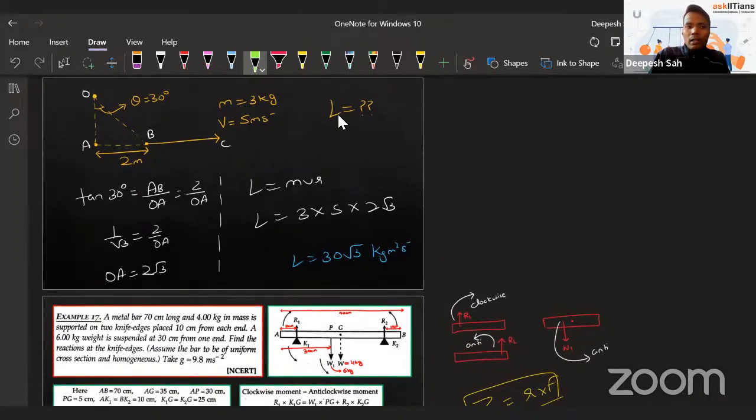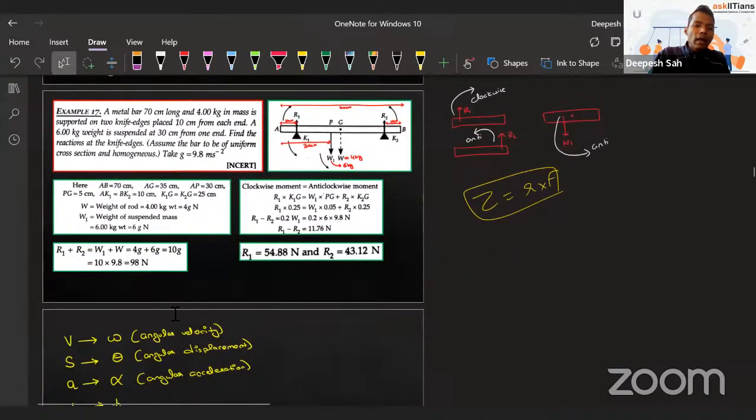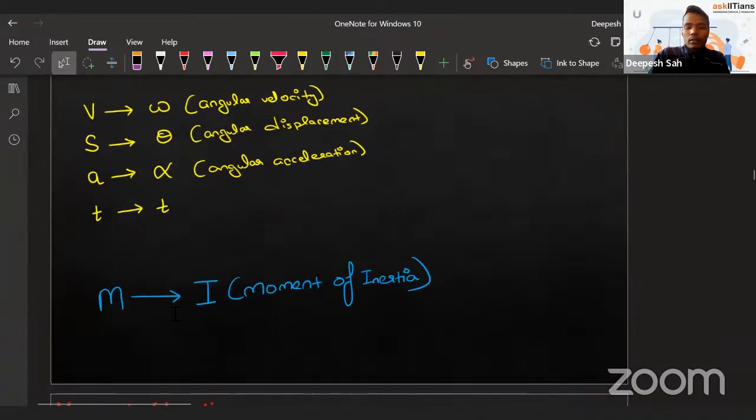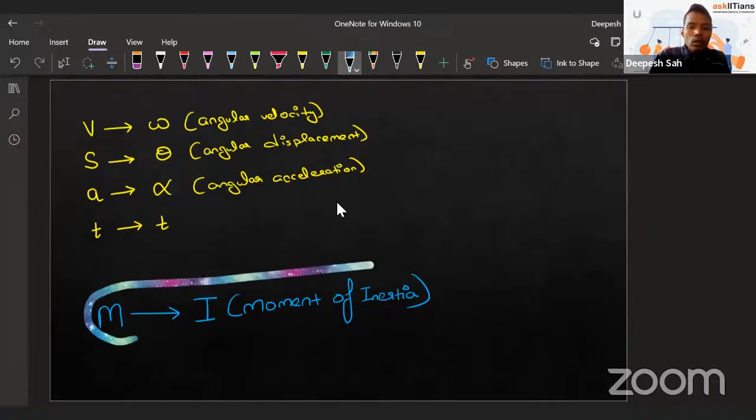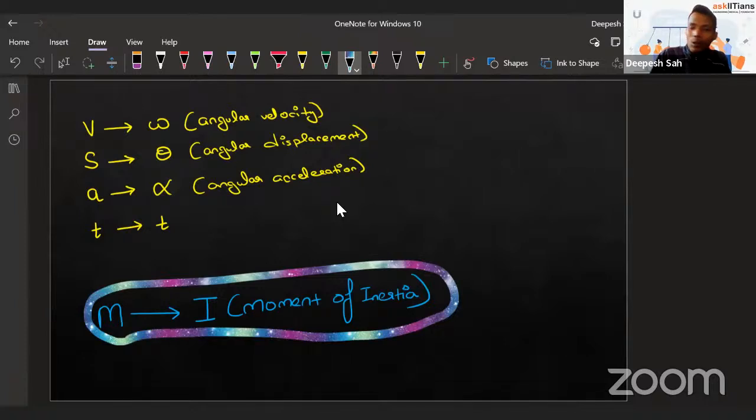But the important part comes when I have the concept of mass. As we all have learned the first law of motion, that is, every body in motion will continue to be in motion, and every body at rest will continue to be at rest. That is the law of inertia. Now exactly that mass is converted into the moment of inertia. Now what is that? We'll understand it.